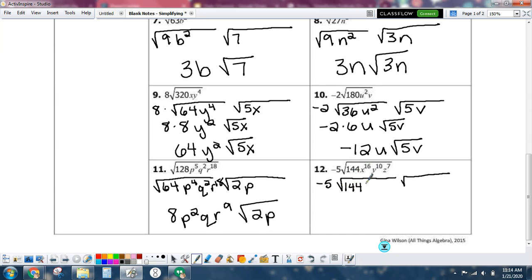All right, x to the 16th. 16 is even, it is divisible by 2, so I'm going to put it. 10 is divisible by 2. And 7 is not, so I'm going to put 6 and then an extra.